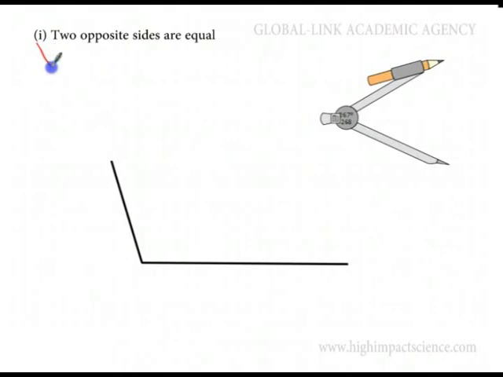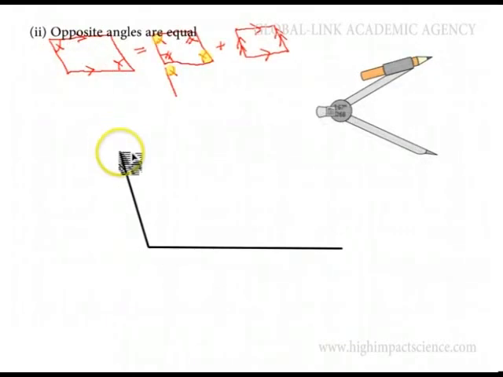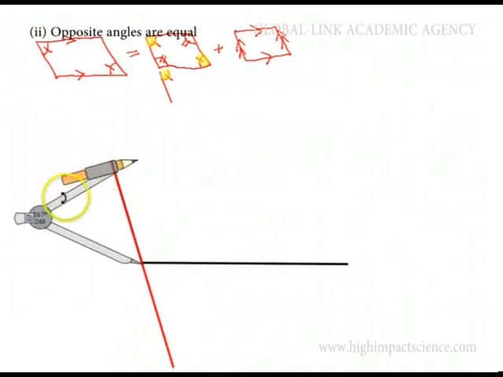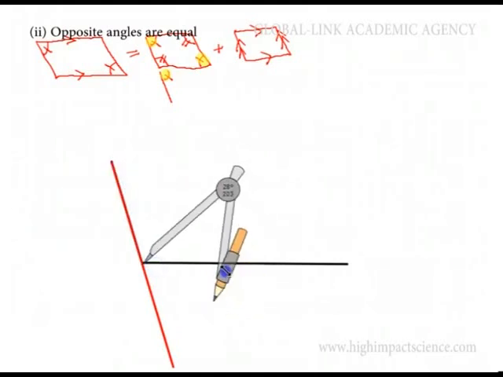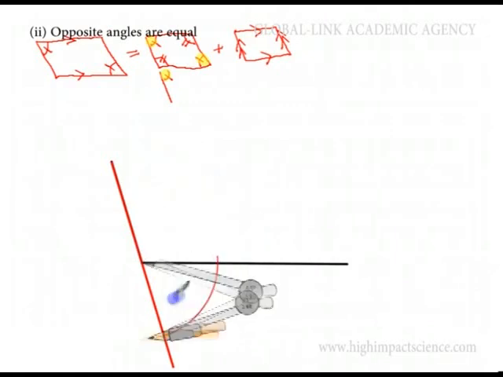The next method is from the understanding that opposite angles in a parallelogram are equal. And so what we will do is simply copy this angle on the other side. The first thing I want to do is extend this line so that I copy the acute angle that will be formed below. Start at the vertex and draw an arc that cuts both the lines.